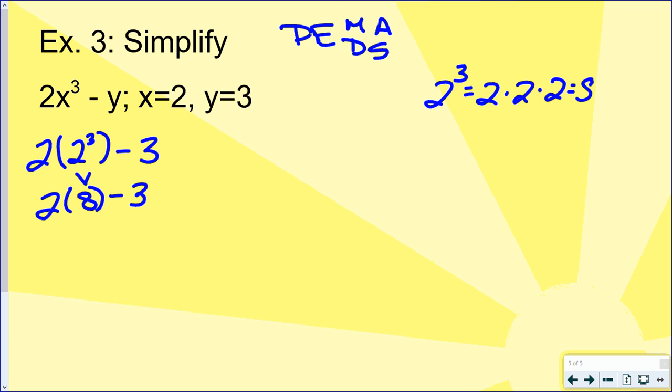All right, are there parentheses? No. Are there exponents? Nope. Is there multiplication or division? Yes. So I'm going to do the multiplication next. So that's 16 minus 3. 16 minus 3 is 13.